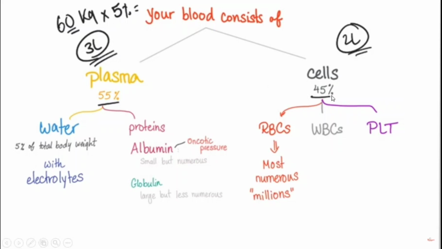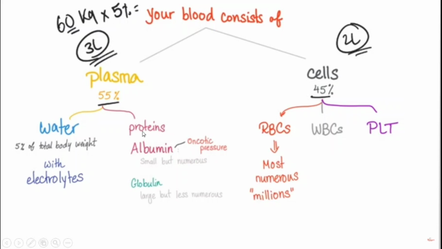And cells, which are 45% of the blood, make up 2 liter for the 60 kilogram person. So 3 liter plasma and 2 liter cells make up 5 liter. So the average volume of the blood of an adult is 5 liter.